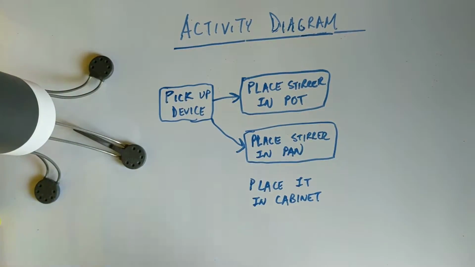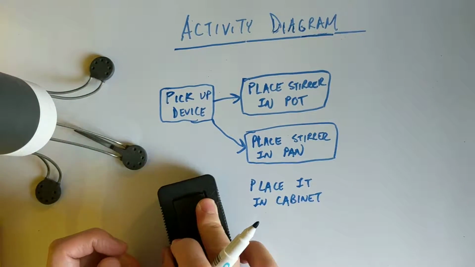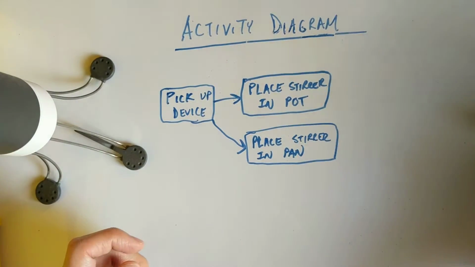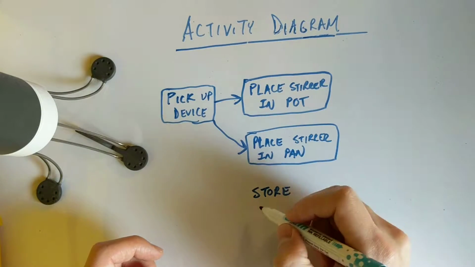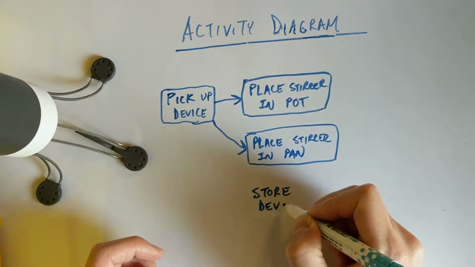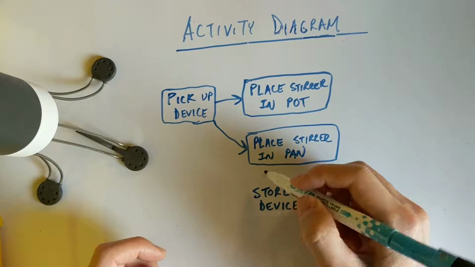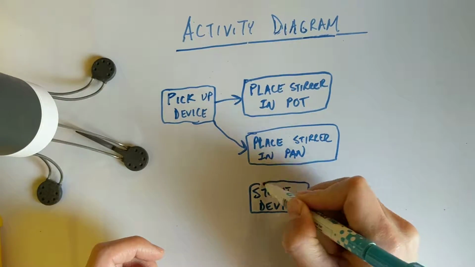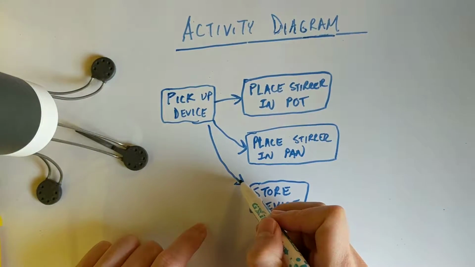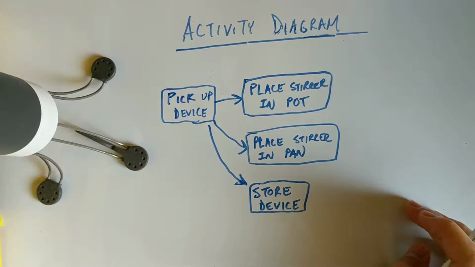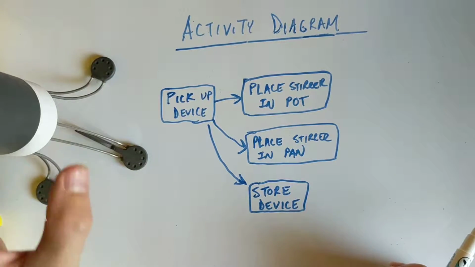Or you know what? I've decided that's too specific for me. As for an activity diagram, I want to be pretty general, so I'm going to say store the device, because I could put it in a cabinet, I could put it on the table, I could put it in the cupboard, and I don't want to write that out a million times. I'm going to say store device. That helps encompass everything. So what else am I going to do with this thing?